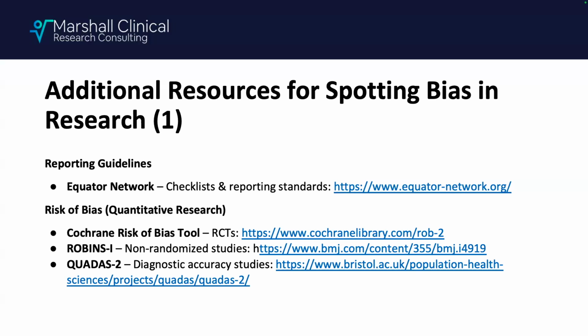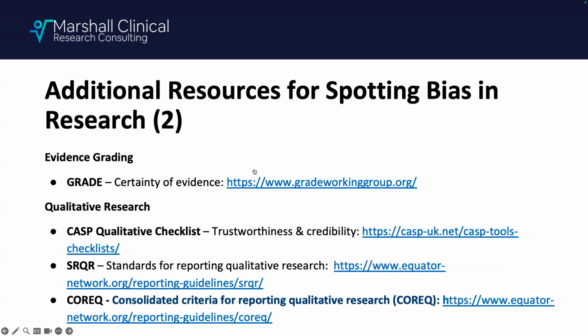So here's a link to the Cochrane risk of bias tool for RCTs. There's the ROBINS-I for non-randomized studies. This is helpful as well. It's pretty labor intensive to use, but gold standard. The QUADAS-2 for diagnostic accuracy studies is here as well. There are lots of different ones.